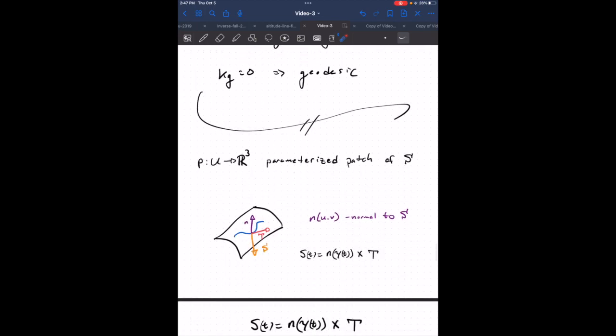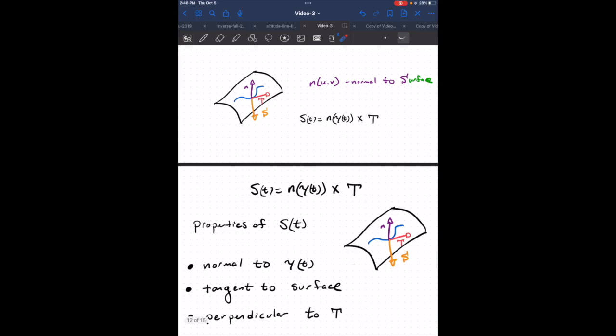Okay, so what we're going to do is parameterize a patch of S. Oh, I have to be careful here, I'm overusing S. Let's say S is our surface. Then we're going to consider a curve moving through our surface, and we can compute a tangent vector to that curve and a normal vector. Then we take the cross product of those two things to get a third vector that we'll call S. So what are some properties of S?